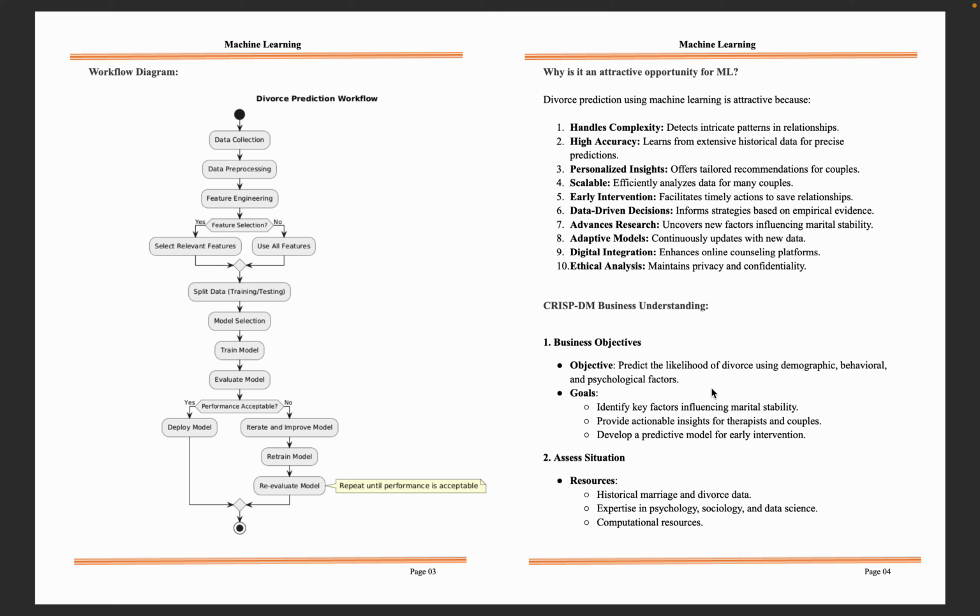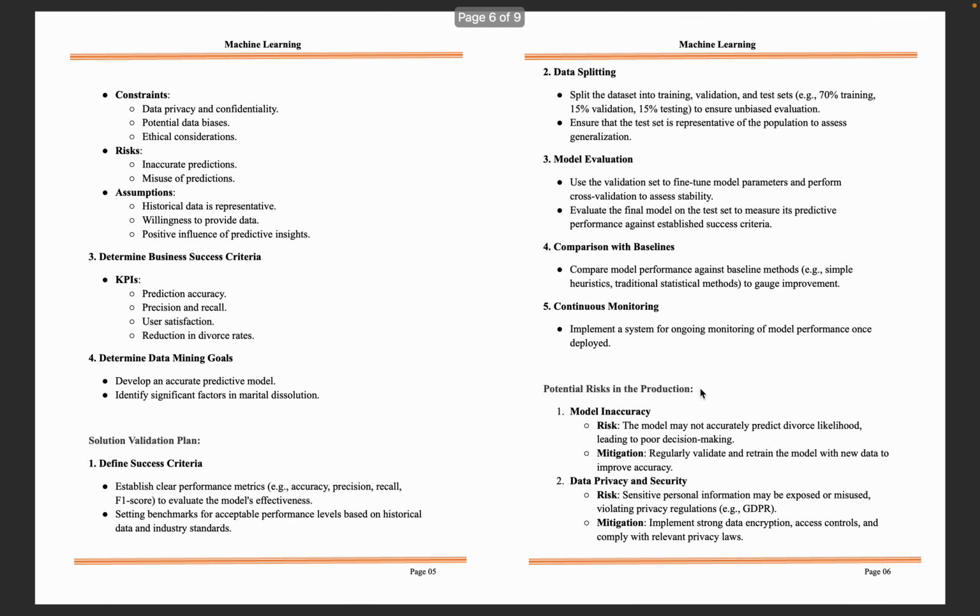CRISP-DM: understanding the business objective. It predicts the likelihood of divorce using demographic, behavioral, and psychological factors. Then assessing the situation, like resources, historical marriage and divorce data, and expertise in psychology, sociology, and data science, etc. Then constraints, risks, and assumptions.